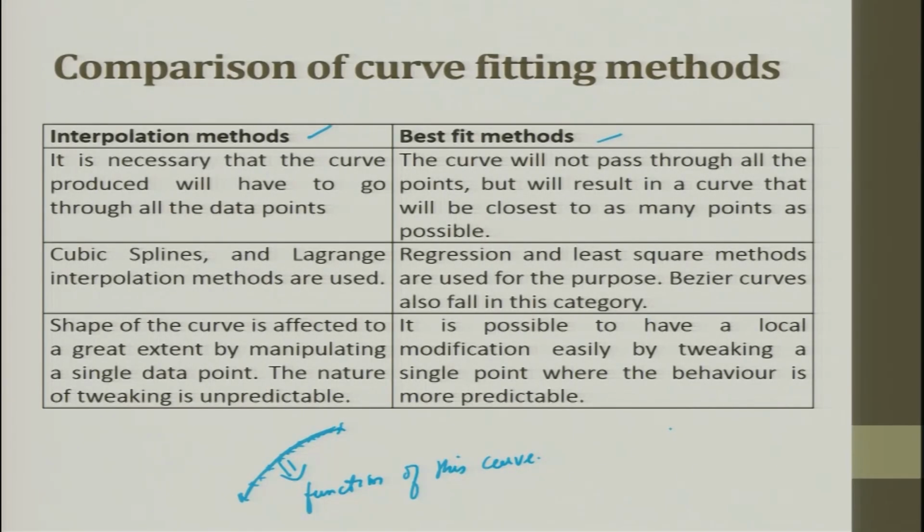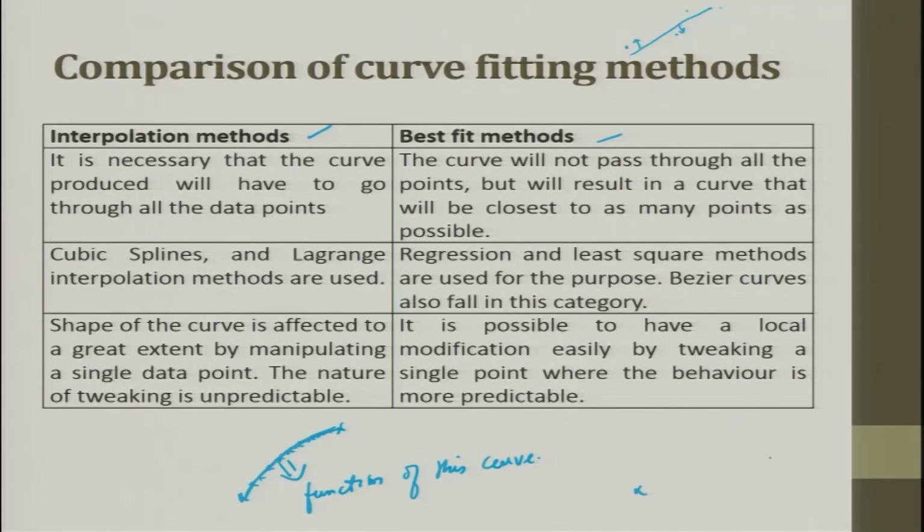When we go to best fit curves, the best fit curve will not pass through all the data points. It will get moved up or down to get the best fit, and will result in a curve that is closest to as many points as possible. That is the best fit method. Regression and least squares are two different techniques used to get the best fit curve. Bezier curve and B-spline we studied; the Bezier curve falls in this category.